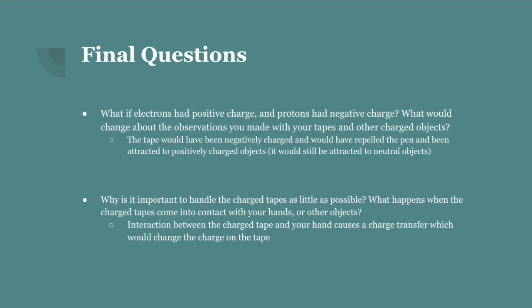For final questions, if electrons were positive, then the tape would have been negatively charged and would have repelled the pen and been attracted to positively charged objects. This would have no effect on neutral objects. It would still be attracted to neutral objects. And finally, it's important to handle the charged tapes as little as possible because interaction between the charged tape and your hand causes a charge transfer which would change the charge on the tape and invalidate the experimental results.